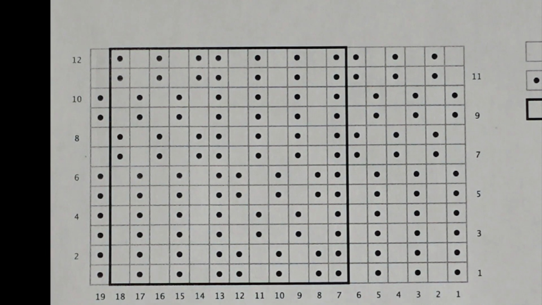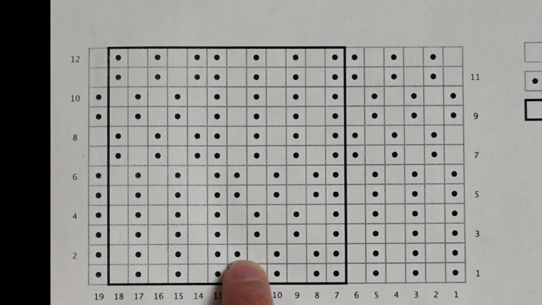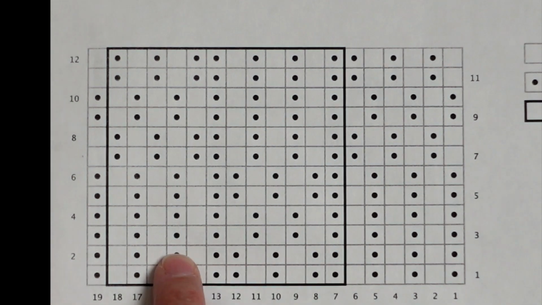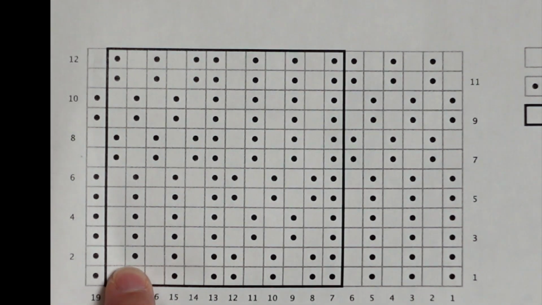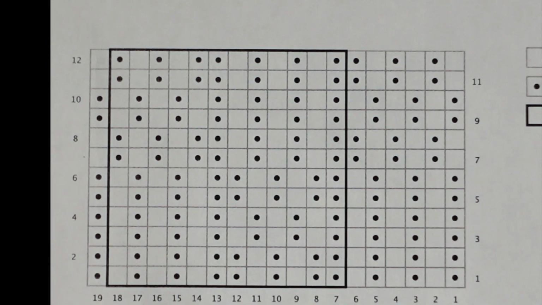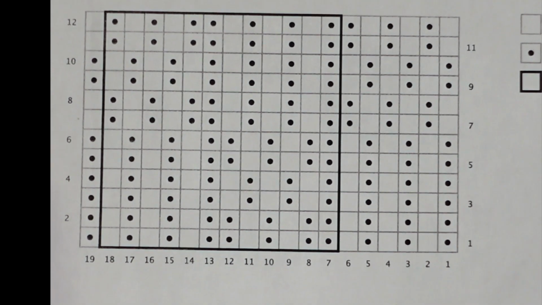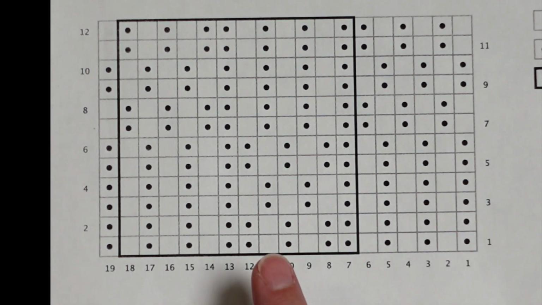If you wanted to work an all-over pattern, work consistently in the round across all of the stitches, then you would only work stitches within here. You'd work a multiple of 12 stitches for the entire round, whereas if you were working a panel, you would work a multiple of 12 stitches plus those 7 extra.